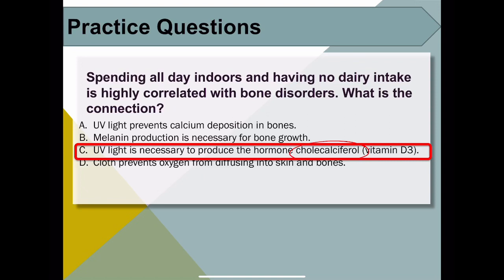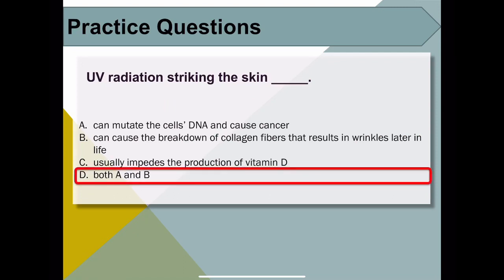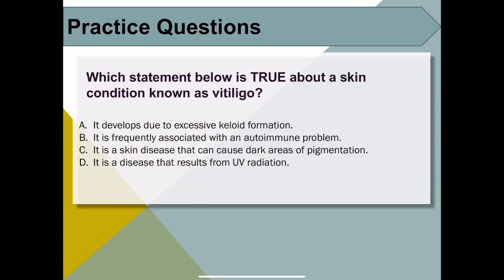So that's why sun is, in a sense, mechanistically related to how strong your bones are, by affecting how much calcium ion you take in. UV radiation striking the skin does what? Both A and B. It can mutate cells' DNA and cause cancer, and can also break down collagen fibers that result in wrinkles, which we talked about.